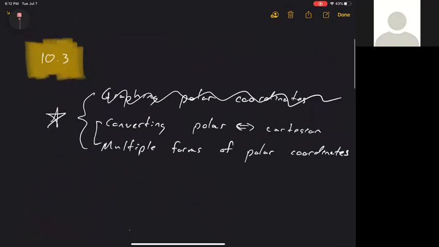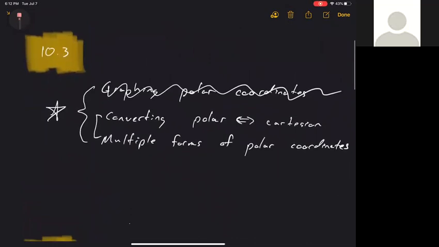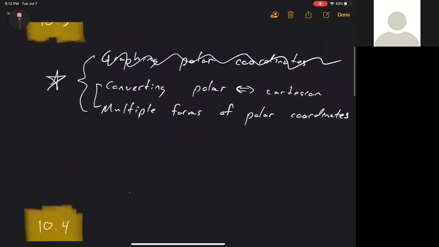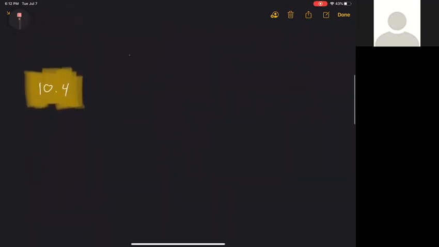Moving on to section 10.4. I think there's not too much to say about 10.3. These topics are fairly straightforward. You can see the video for that. Okay, 10.4, what is in 10.4? Areas and lengths in polar coordinates.